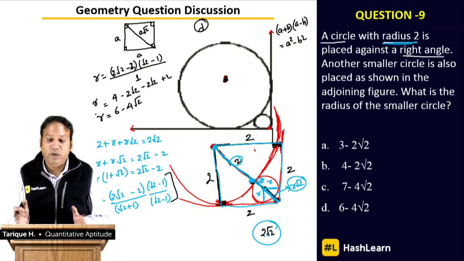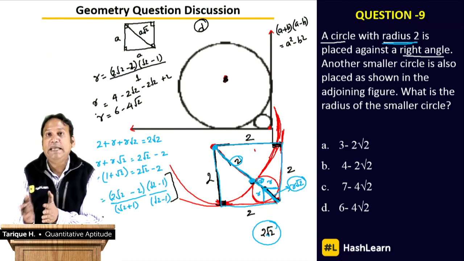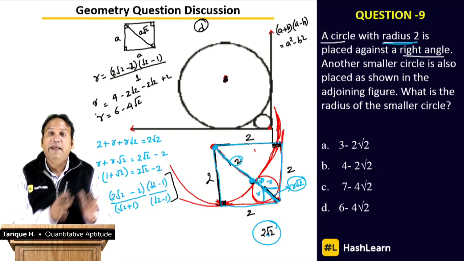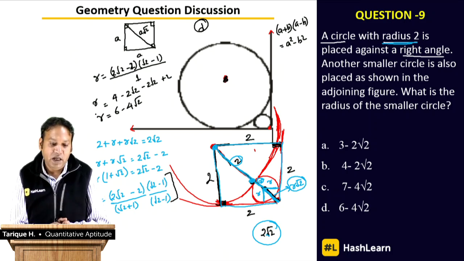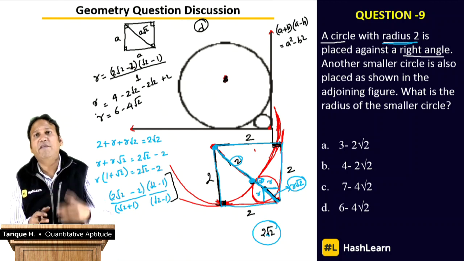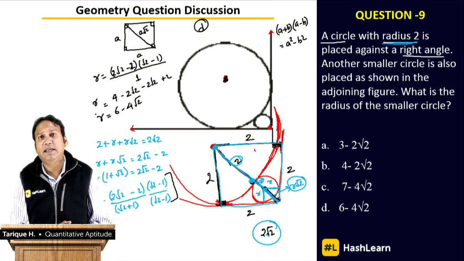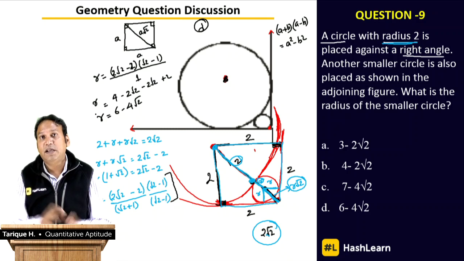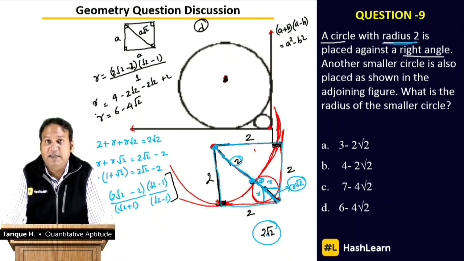So we have taken 9 questions from geometry, with the last 2 questions, 8 and 9, being a little complex, and questions 1 to 7 being the basic ones, to give you an understanding of the various difficulty levels that you can see in different examinations, so that accordingly you can prepare for your respective examination.